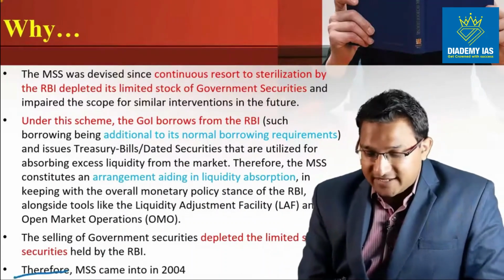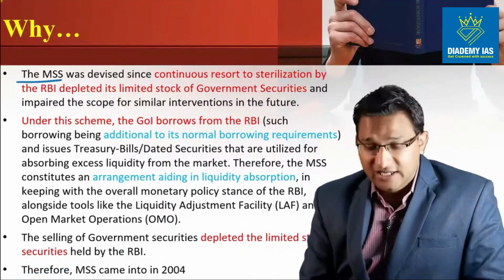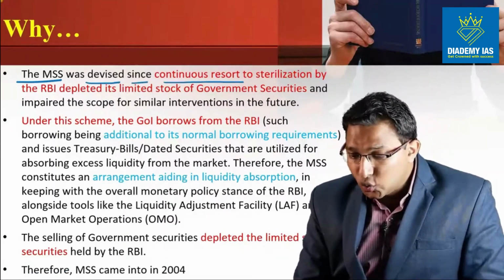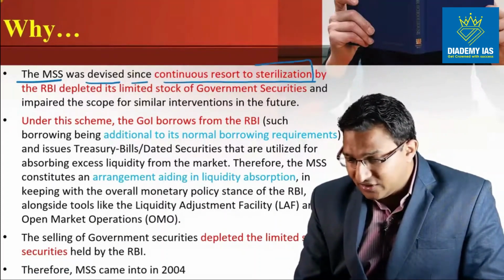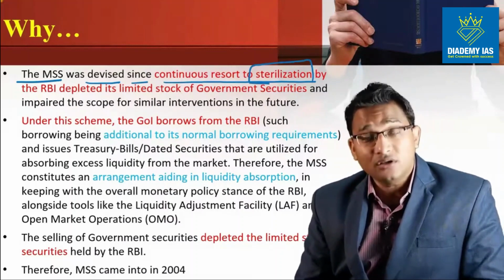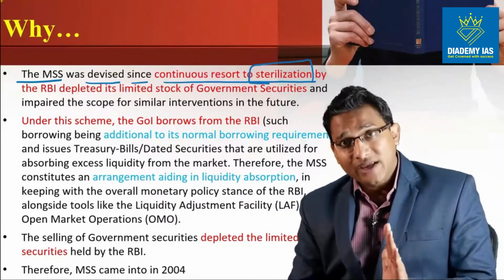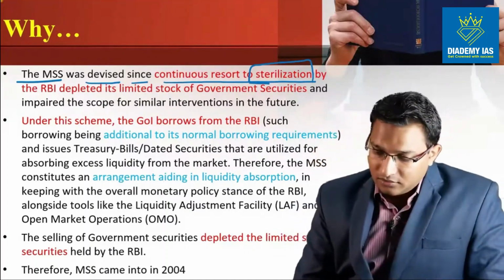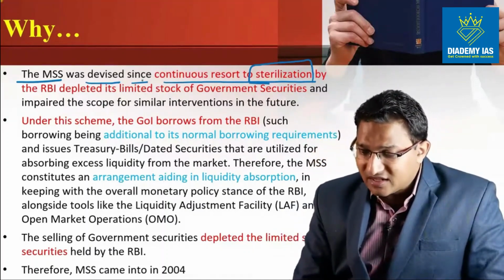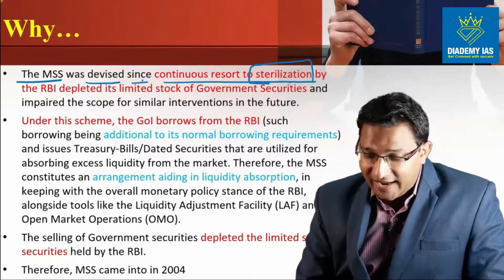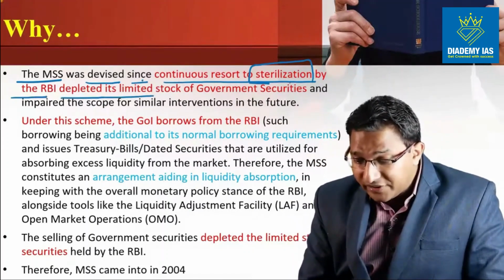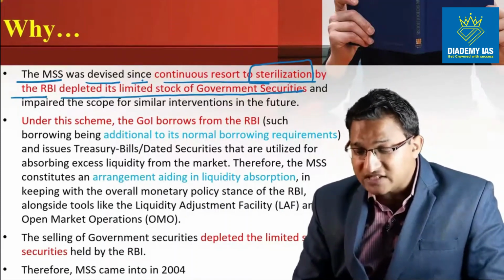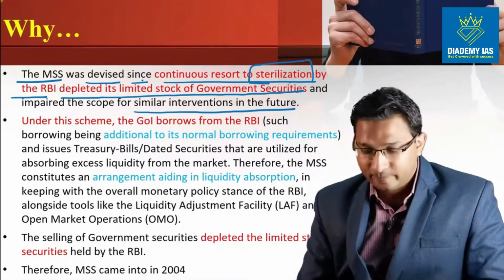So the MSS, Market Stabilization Scheme, was devised since continuous resort to sterilization. So this term sterilization has been used. What is the meaning of sterilization? Sterilization means RBI issues the government security and absorbs the liquidity. Since continuous resort to sterilization by the RBI depleted its limited stock of government securities and impaired the scope for similar interventions in the future.